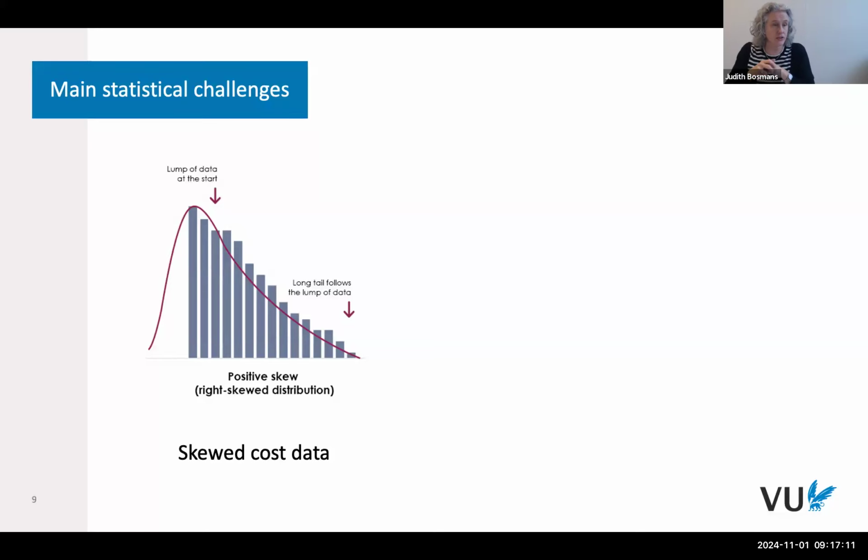And the other thing with cost data is, of course, that you cannot have negative costs. So costs are always bounded at 0. So we have a very skewed distribution, which makes our statistical analysis more complicated, because generally we assume that our data are reasonably normally distributed.